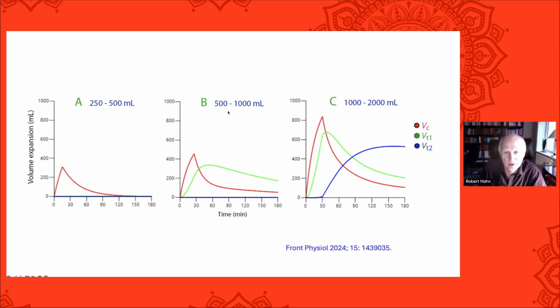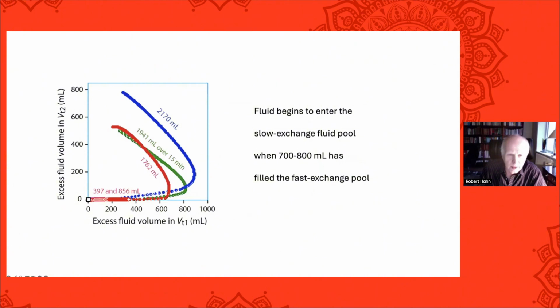But if you infuse more, 500 to 1 liter, then you get the distribution to the peripheral space. And if we infuse even more vigorous fluid administration, between 1 and 2 liters over 30 minutes, then we also get an opening up to this third space, which you see comes here. When does that open? It seems like it's not a straight distribution. It opens up when we have an excess fluid volume in the fast exchange space that's between 600 and 800 milliliters.